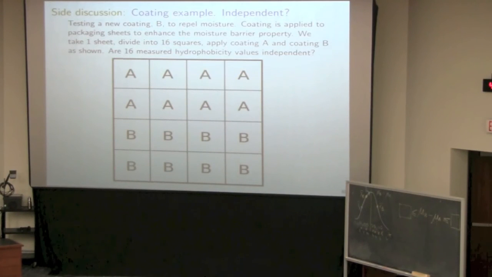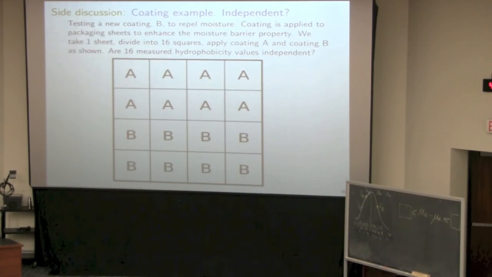So let's take a few examples. A company here is trying to test a new coating. That coating is applied to a base so that the coating will repel moisture. A good example of this is if you go to the grocery store and buy wrapped turkey, the plastic shrink wrap around the turkey is actually a multi-layer film. Polymer people will know exactly what I'm talking about. It's a multi-layer extrusion of plastics, and one of the layers in there is especially designed to repel moisture.